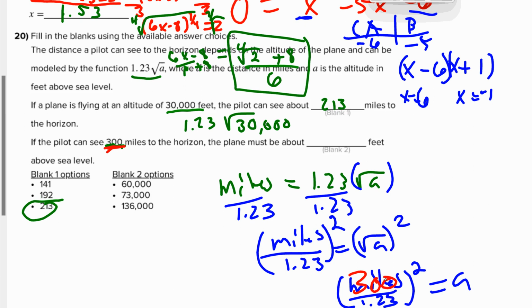So we're going to plug in 300 here. We're going to erase this miles and plug in 300. So on our calculators, we're going to take 300. So you could do parentheses first, alpha link 300 over 1.23, outside parentheses, then square it. So you've got to put the parentheses first and then square it, and then equals 59,488. So rounding it, we get 60,000. So 60,000 is the altitude.